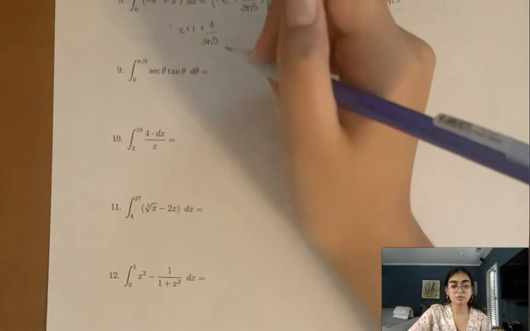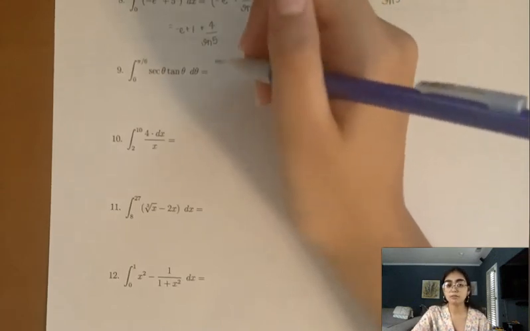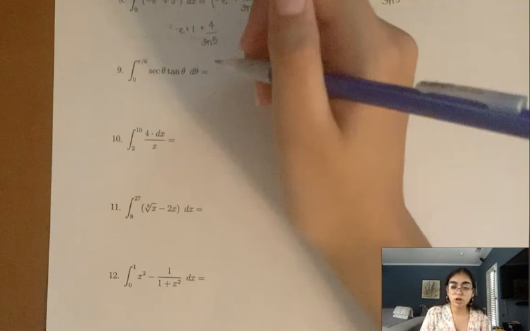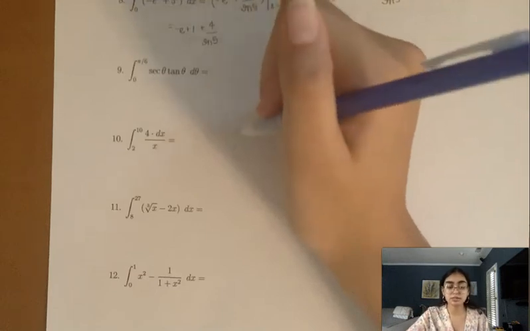When I look at this, I'm thinking, what is secant theta tan theta the derivative of, to find the antiderivative. If you recall your derivative trigonometry rules, you know that the derivative of secant x is equal to secant x tan x, and that basically means that the antiderivative of secant x tan x is going to be equal to secant x. So in this case, the antiderivative of secant theta tan theta is just going to be equal to secant theta.